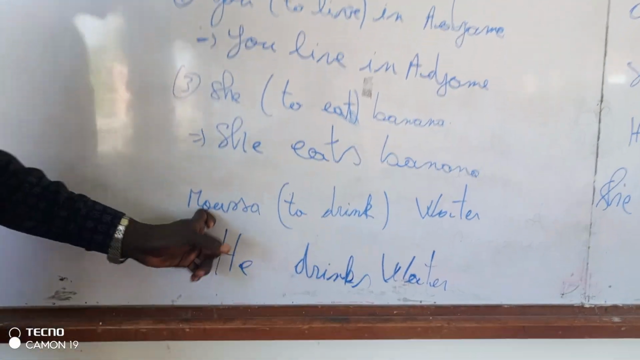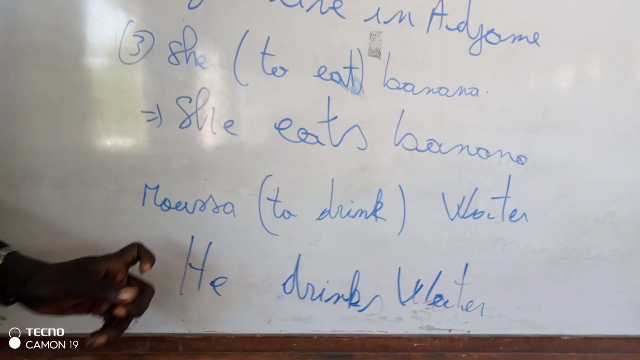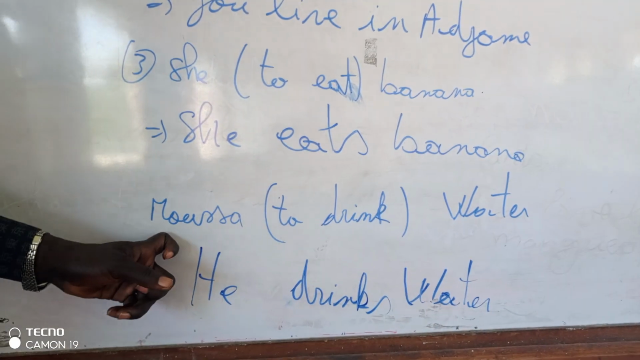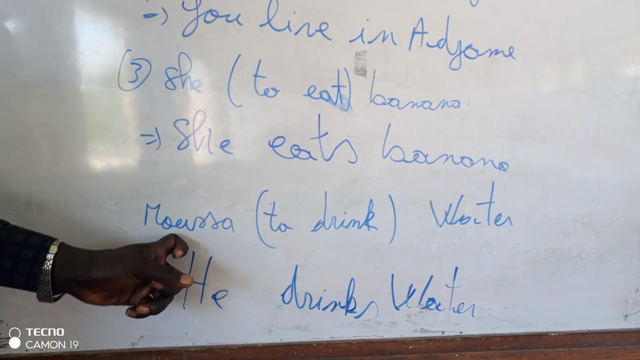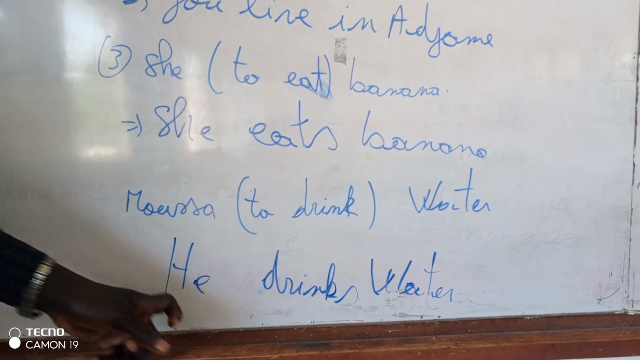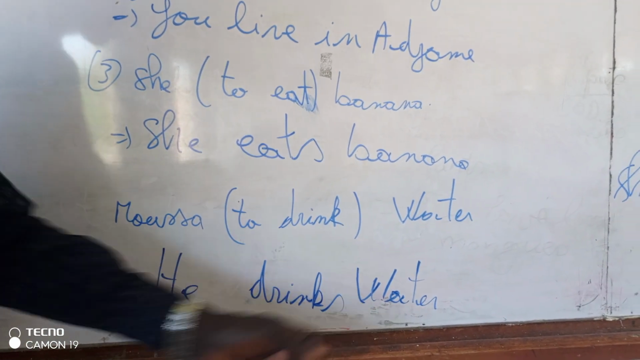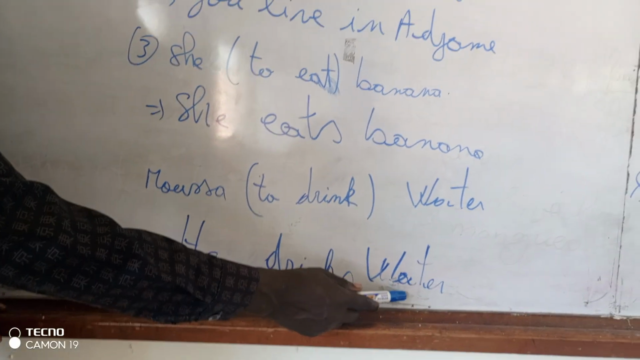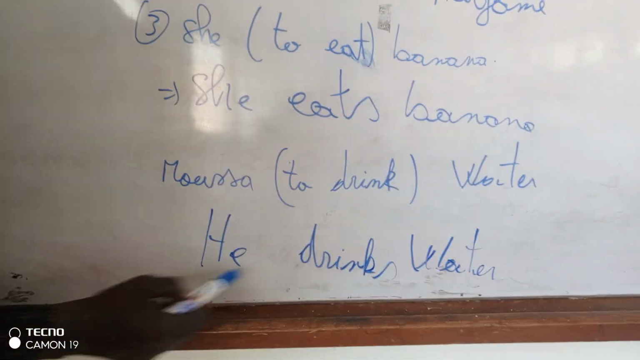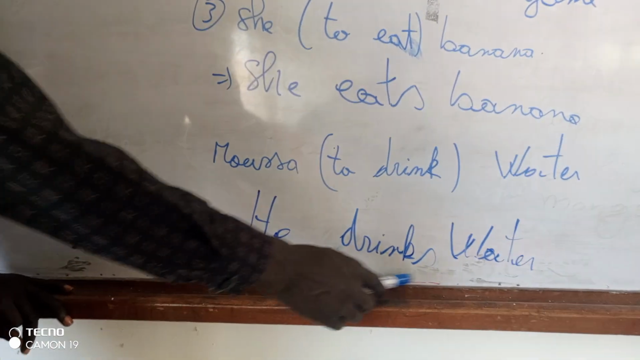So here, Musa to drink water. Musa can be changed by he. So Musa is the third person. So we will say what? Musa drinks water. Musa drinks water. You see, we can also say he drinks water.